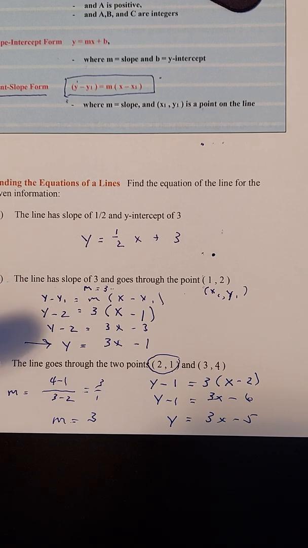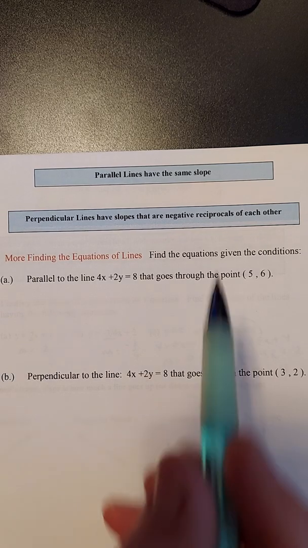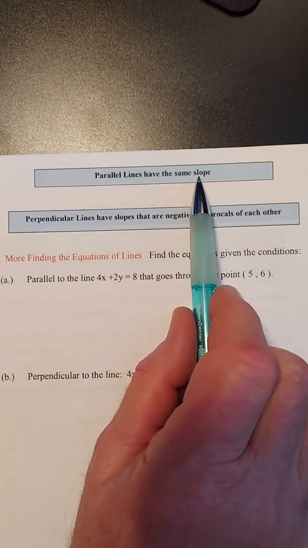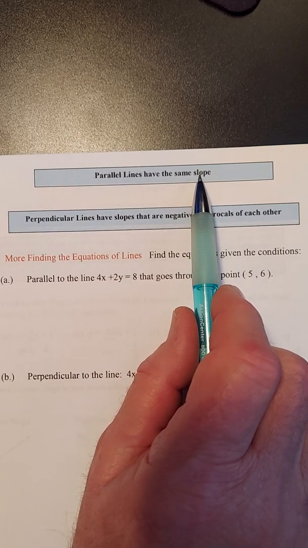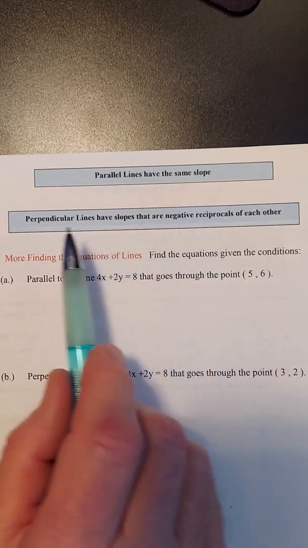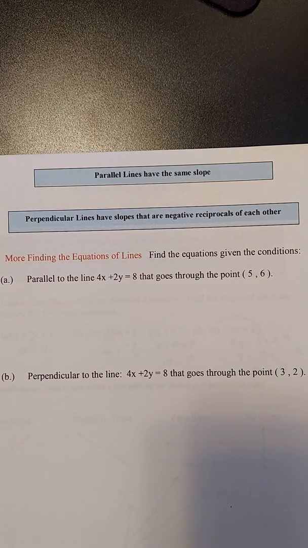Okay, just a little bit more. Here are 2 more concepts: parallel lines and perpendicular lines. When it comes to slope, parallel lines always have the same slope. So if they're parallel, whatever the slope of one line is, the other one's going to be the same. Perpendicular lines have slopes that are negative reciprocals. I'm going to come back to that in a second.